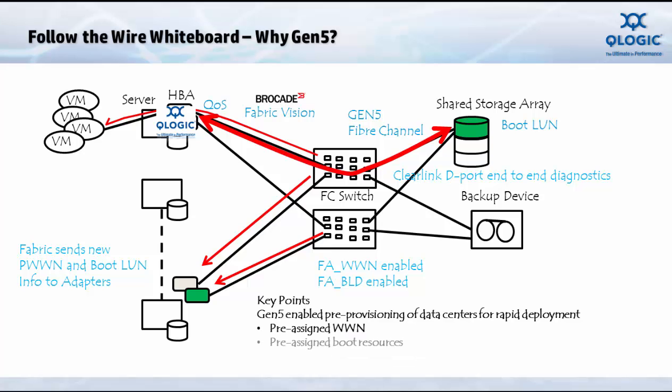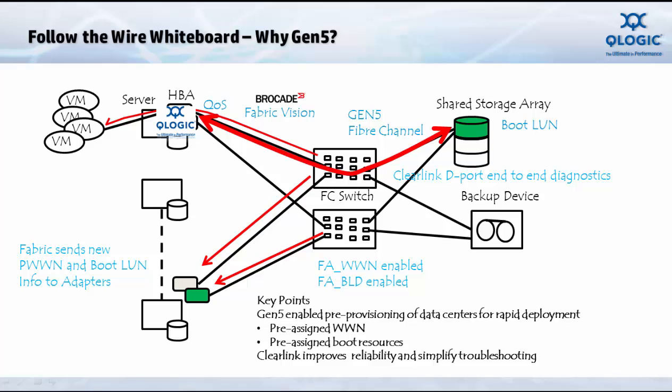So the key points here are Gen 5 with Brocade and QLogic allows for pre-provisioning of the SAN fabric. This speeds up deployment and reduces the chance of inducing errors when new servers are added to the environment. And the enhanced diagnostics capability of Gen 5 with ClearLink and other features allows the administrator to ensure high reliability and greatly simplify troubleshooting. Bottom line is that Gen 5 from Brocade and QLogic bring industry-leading features and capabilities to the modern data center that increase performance, provide superior scalability, and improve reliability and reduce costs associated with troubleshooting.